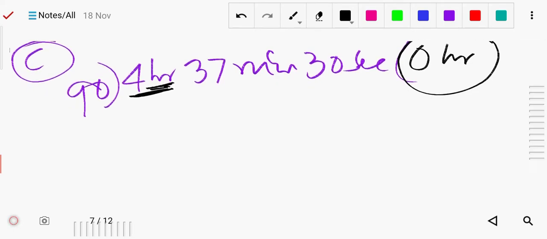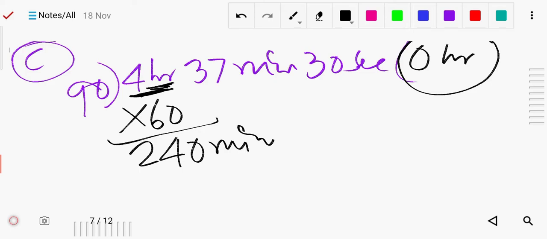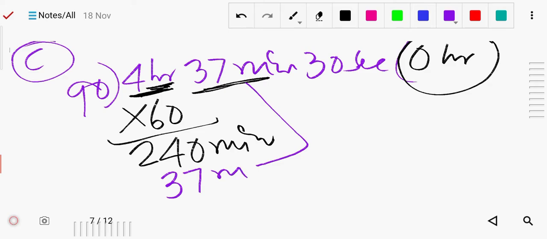Now we are not able to divide this 4 hours. Now we will change this 4 hours. So what we will do? We will multiply by 60. Now it will be minutes. So you will multiply, and you will get 240. Now this is your minutes. Now you can see there is one more part, 37 minutes. So what we will do? We will add this part here. So 37 minutes you can add with this.